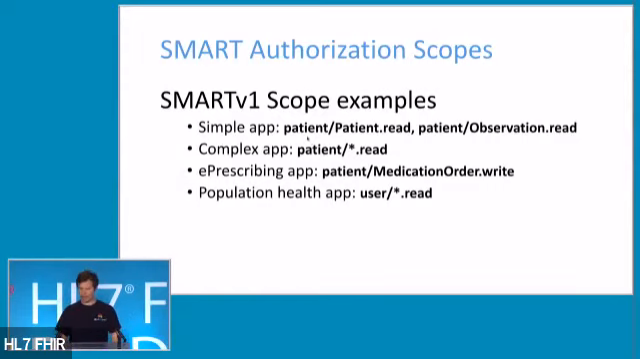If you're doing an electronic prescribing app, you might ask for something like patient/medication order.write. That would be signaling that you need to create new resources in a system. And then I mentioned user-level scopes. So if you're running an app, for example, that's going to help a clinician manage their schedule for the day, it's not about any one patient. And so you can ask for any permissions that the user has.